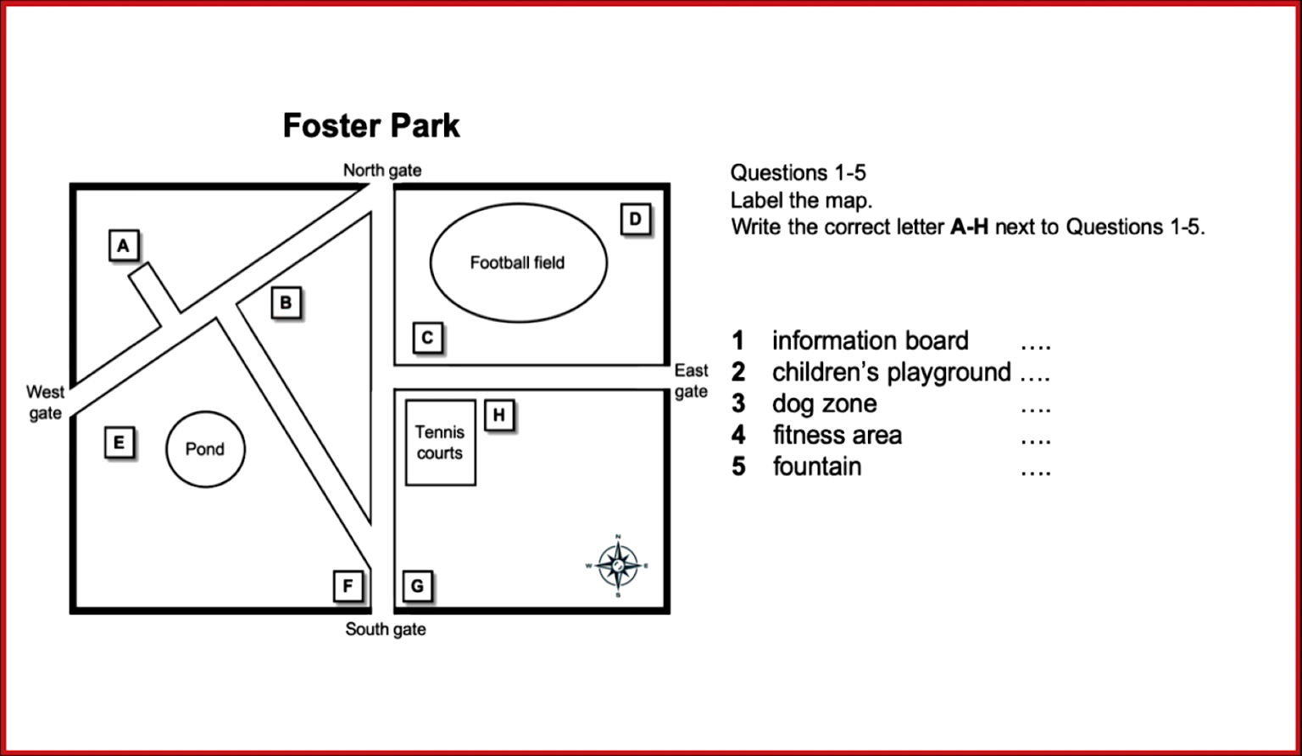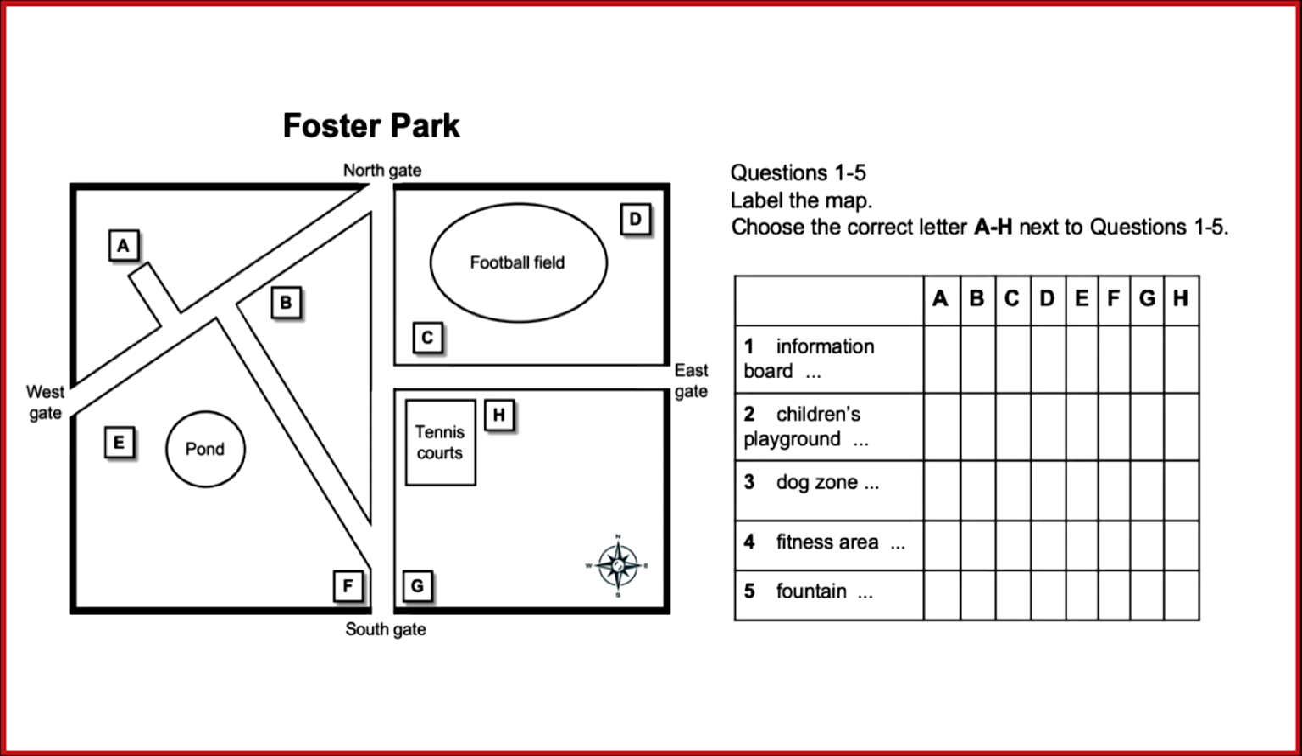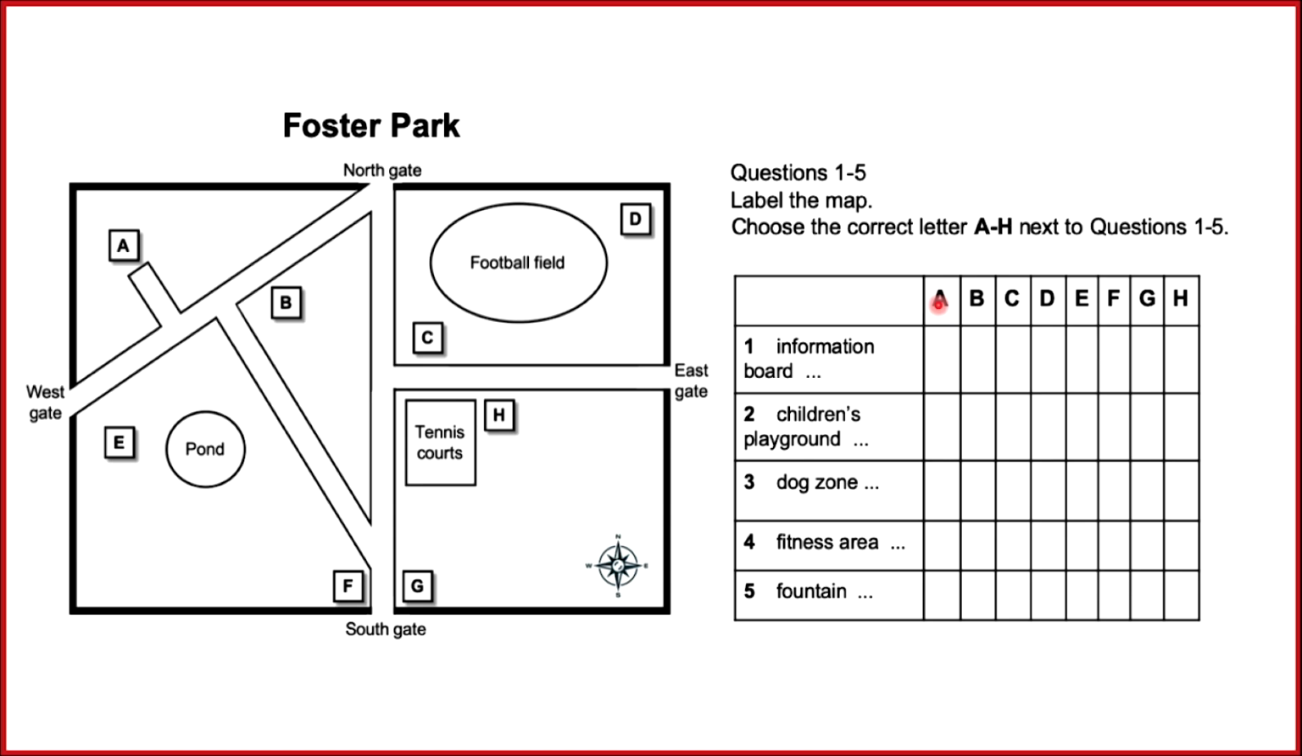On computer-delivered IELTS, the instructions are slightly different. It says now choose the correct letter A to H next to questions 1 to 5, and you'll see a table like this. So again, we've got our 5 questions, starting with the information board, but this time rather than writing the letter A or B, you're just clicking a box. So A, B, C, D, E, F, G are along the top here, and your job is just to click here or here, wherever the information board is.